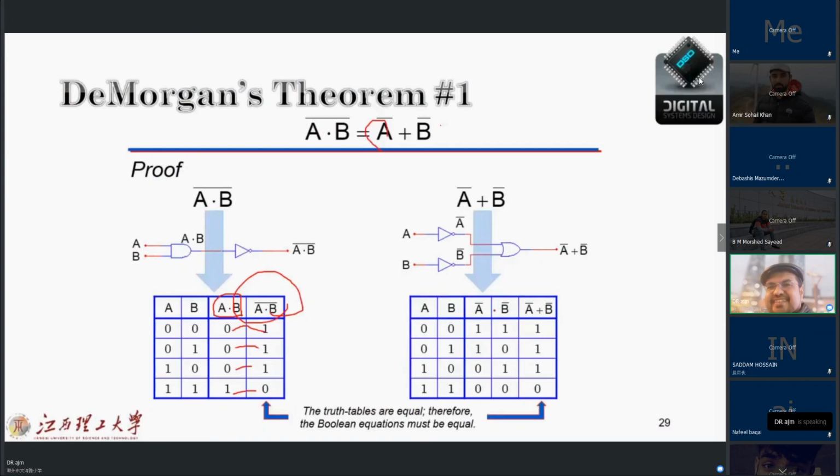A bar is 1. B bar is like that. A bar plus B bar is 1. A bar plus B bar is 1 again. A bar plus B bar is 1. And this is 0. Then now you compare. These two are the same or not? And this is the proof for the De Morgan theorem.